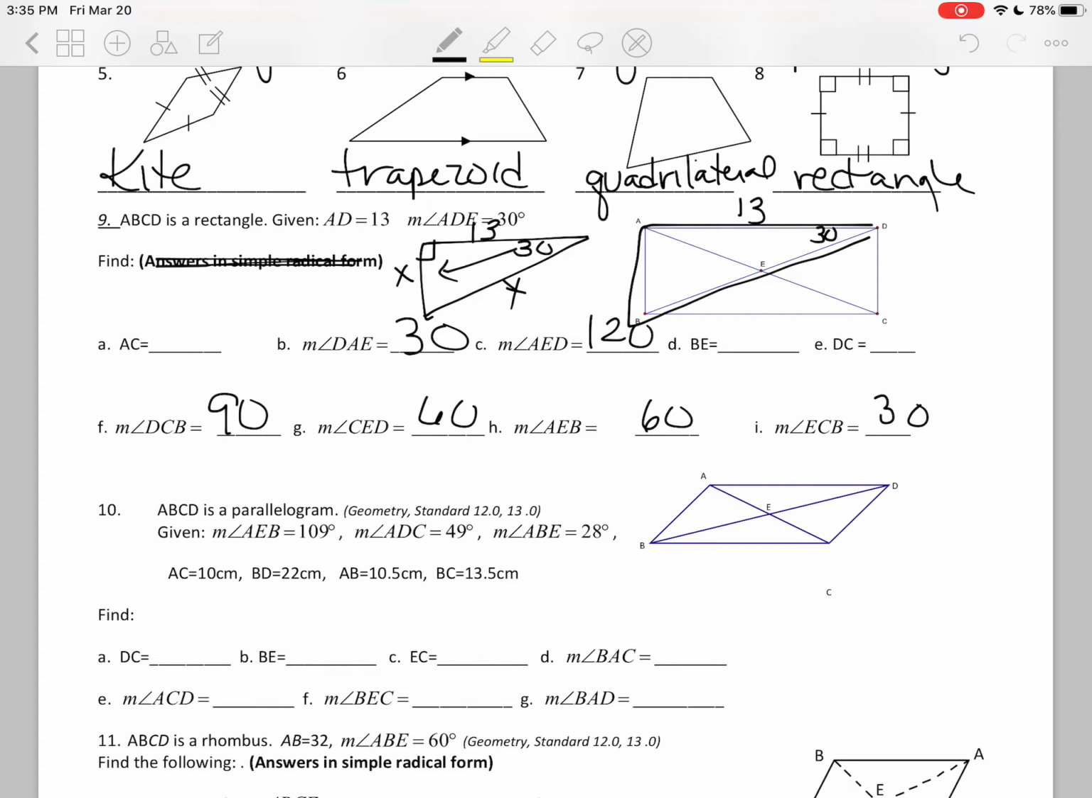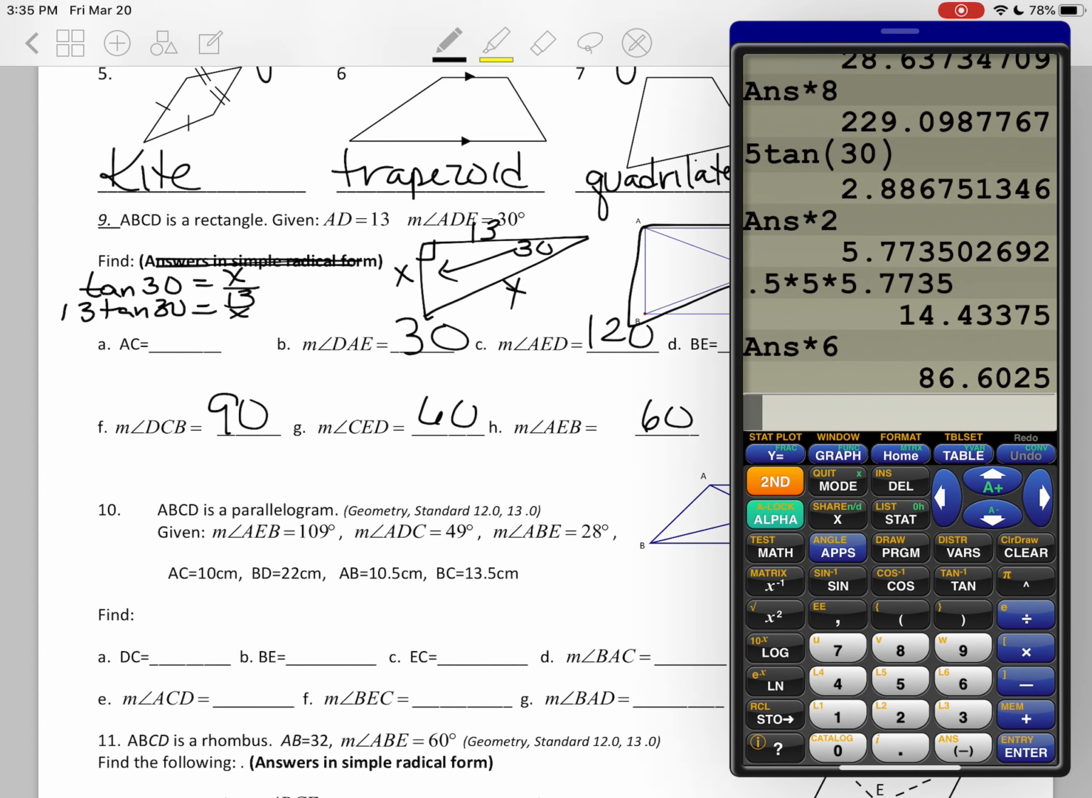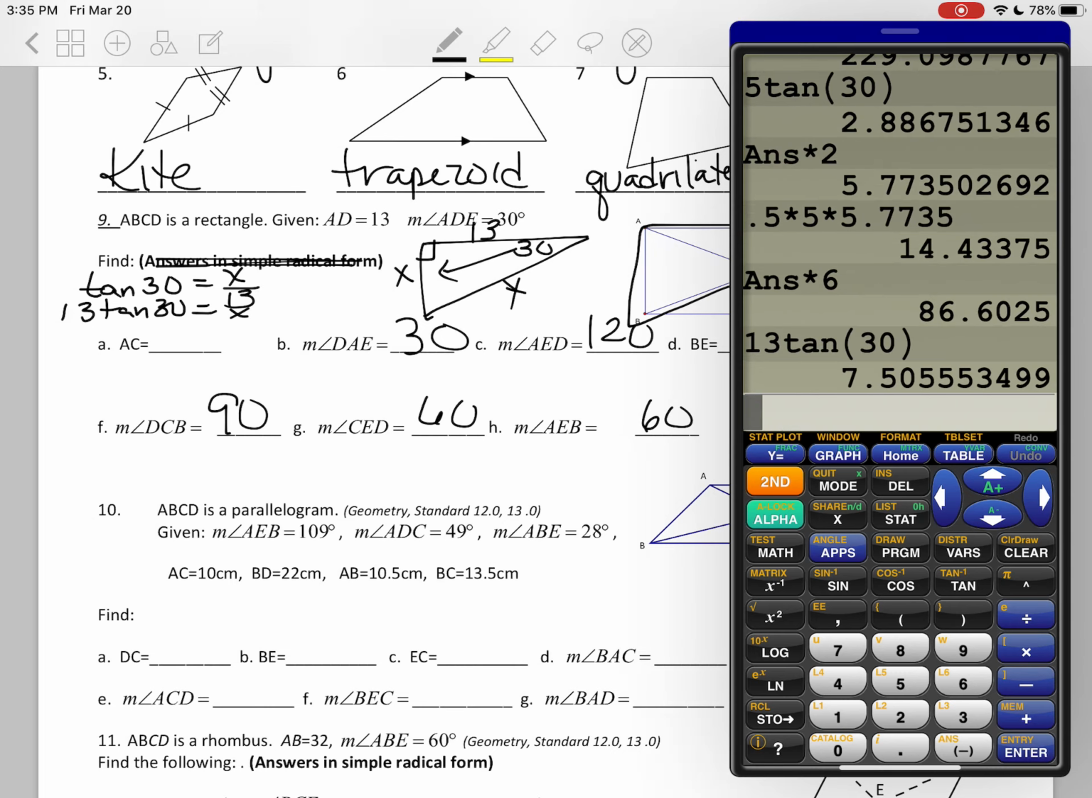Opposite of the 30 is x, and next to the 30 is the 13, so that makes it tangent of 30 equals x over 13. So 13 times the tangent of 30 is equal to x. Use my calculator. 13 tan of 30, and I get 7.5005. All right.